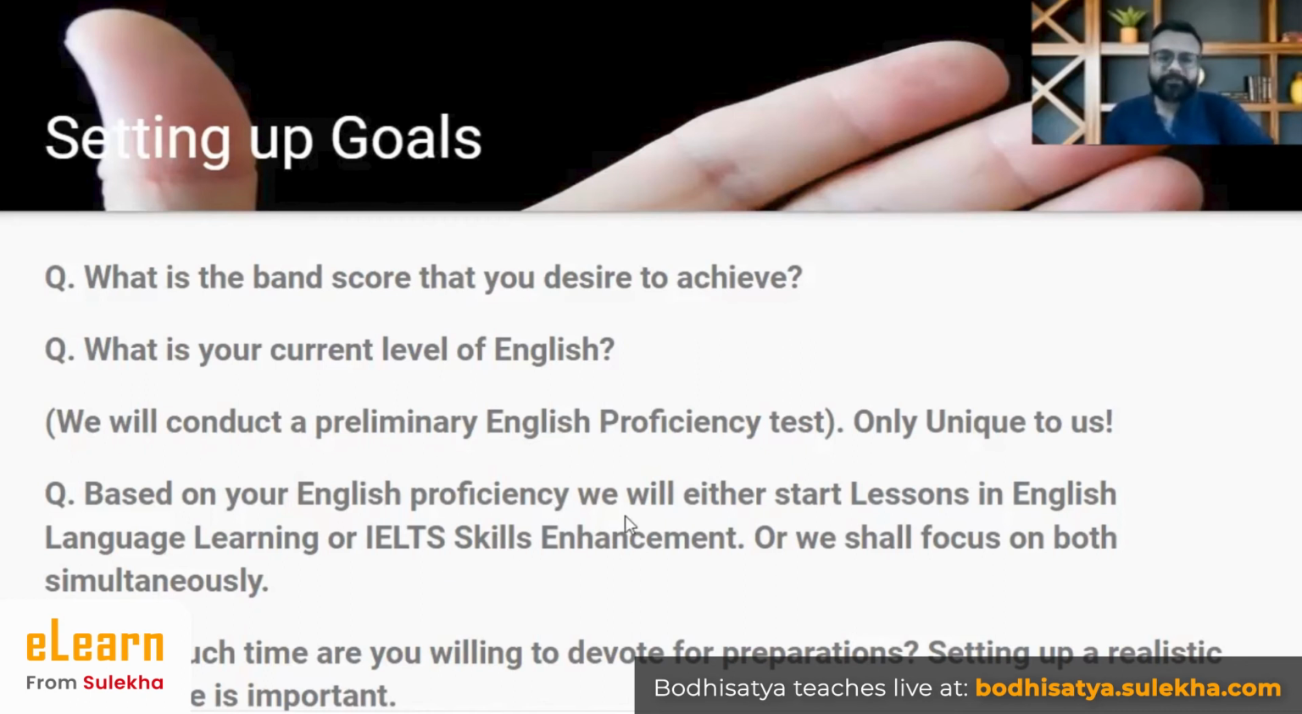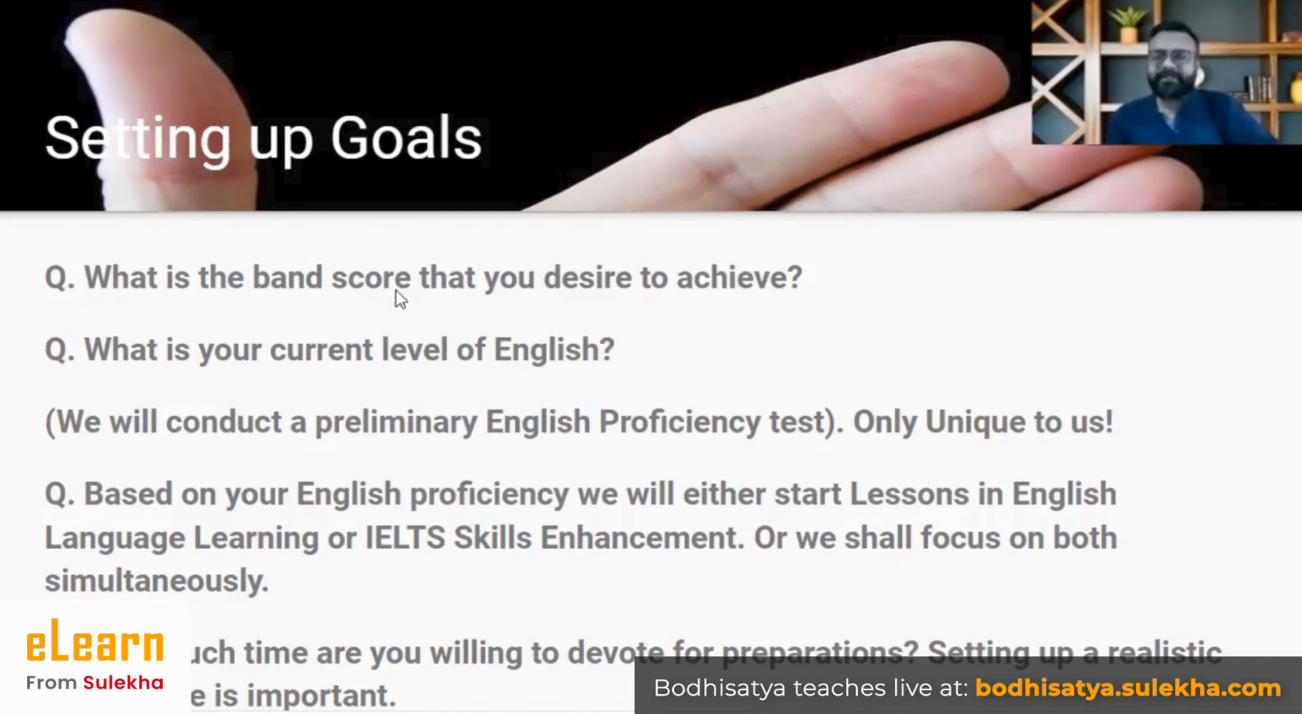So based on your English proficiency, we will either start lessons in English language learning or IELTS skill enhancement. It depends on what proficiency level you are at presently. We can also focus on both of these simultaneously, provided you are already at the intermediate level or the upper intermediate level.